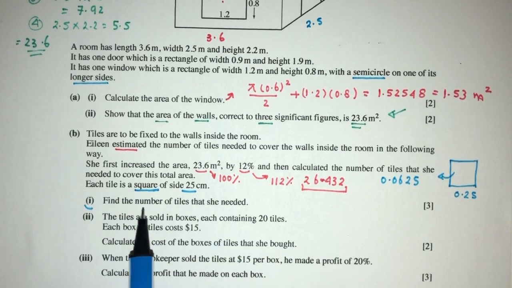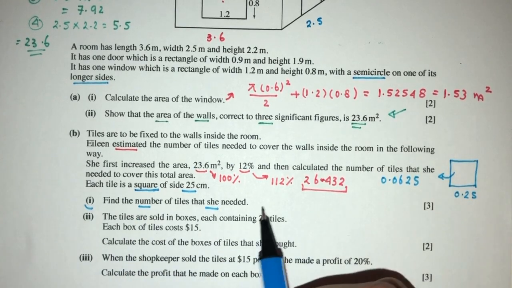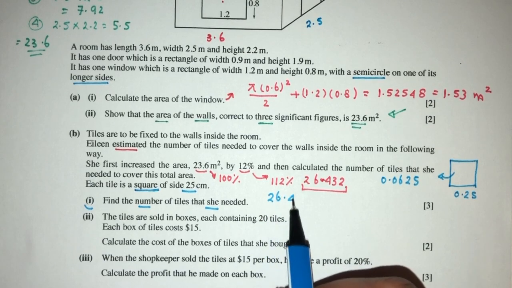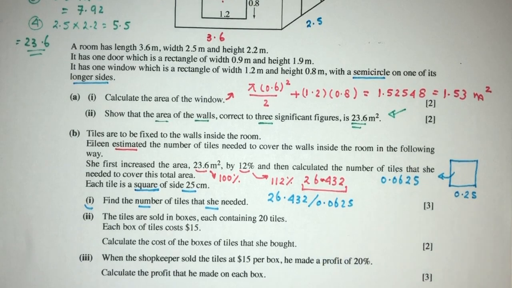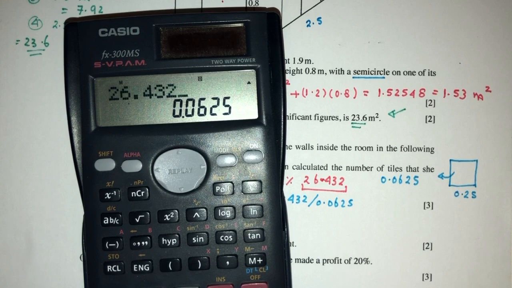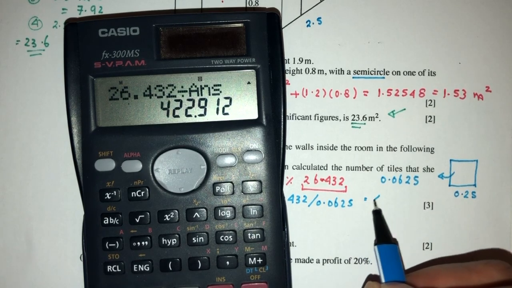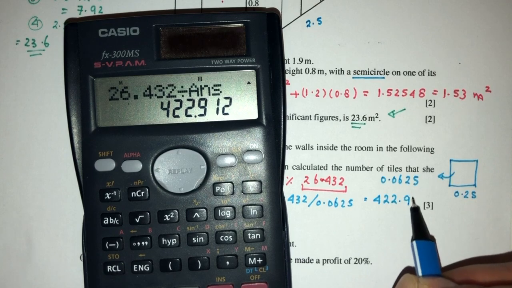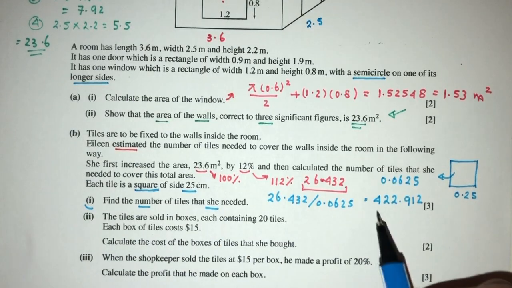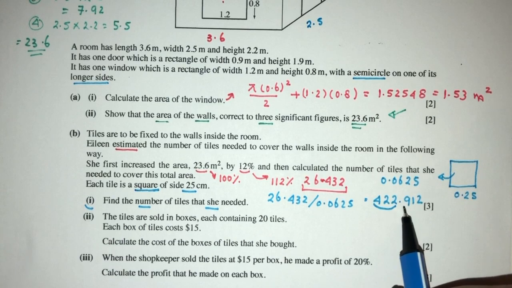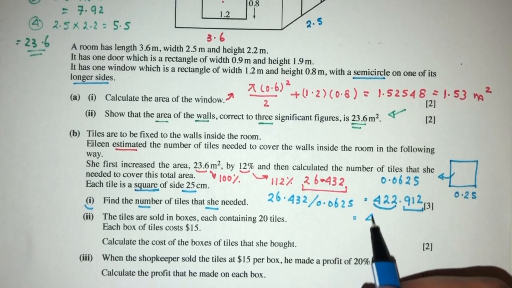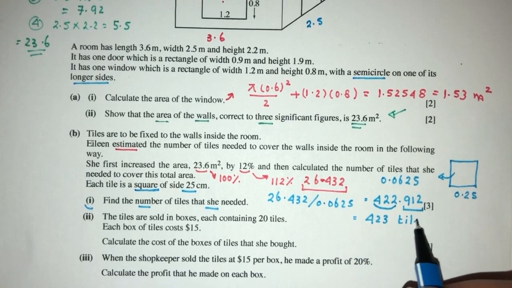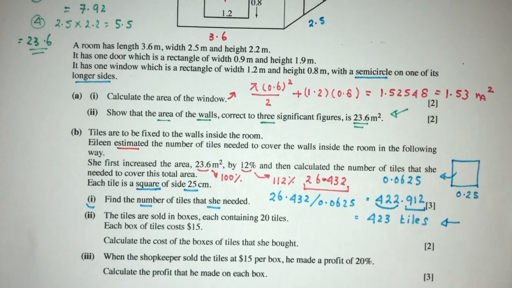Part 1, find the number of tiles she needed. That will be the whole area, 26.432, divided by the area of one tile. Let's see how much she needs. That will be 422.912. So obviously we will take 422, but of course we cannot take this value for a tile. We will have to take the whole value, that will be 423 tiles that she will need. We will have to round it up to the next tile.